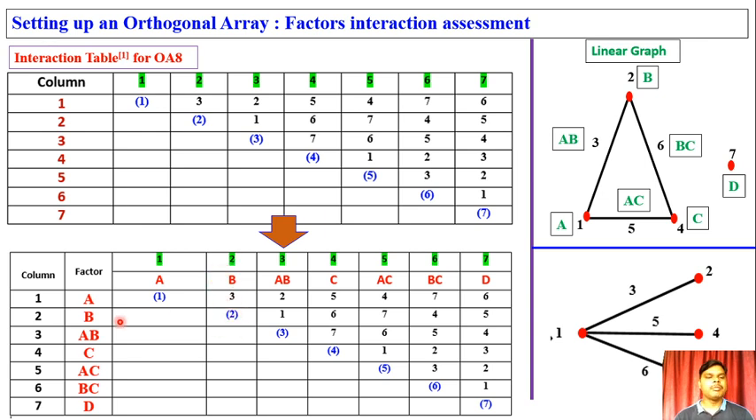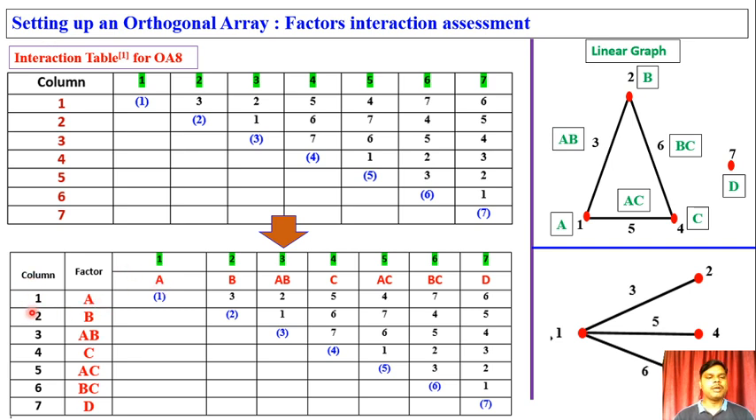Okay, but if we talk about column number 1 consisting of A and column number 2 consisting of B, if there is any interaction, then it will be shown in column number 3. This represents column number 3. Okay, let us understand it again.